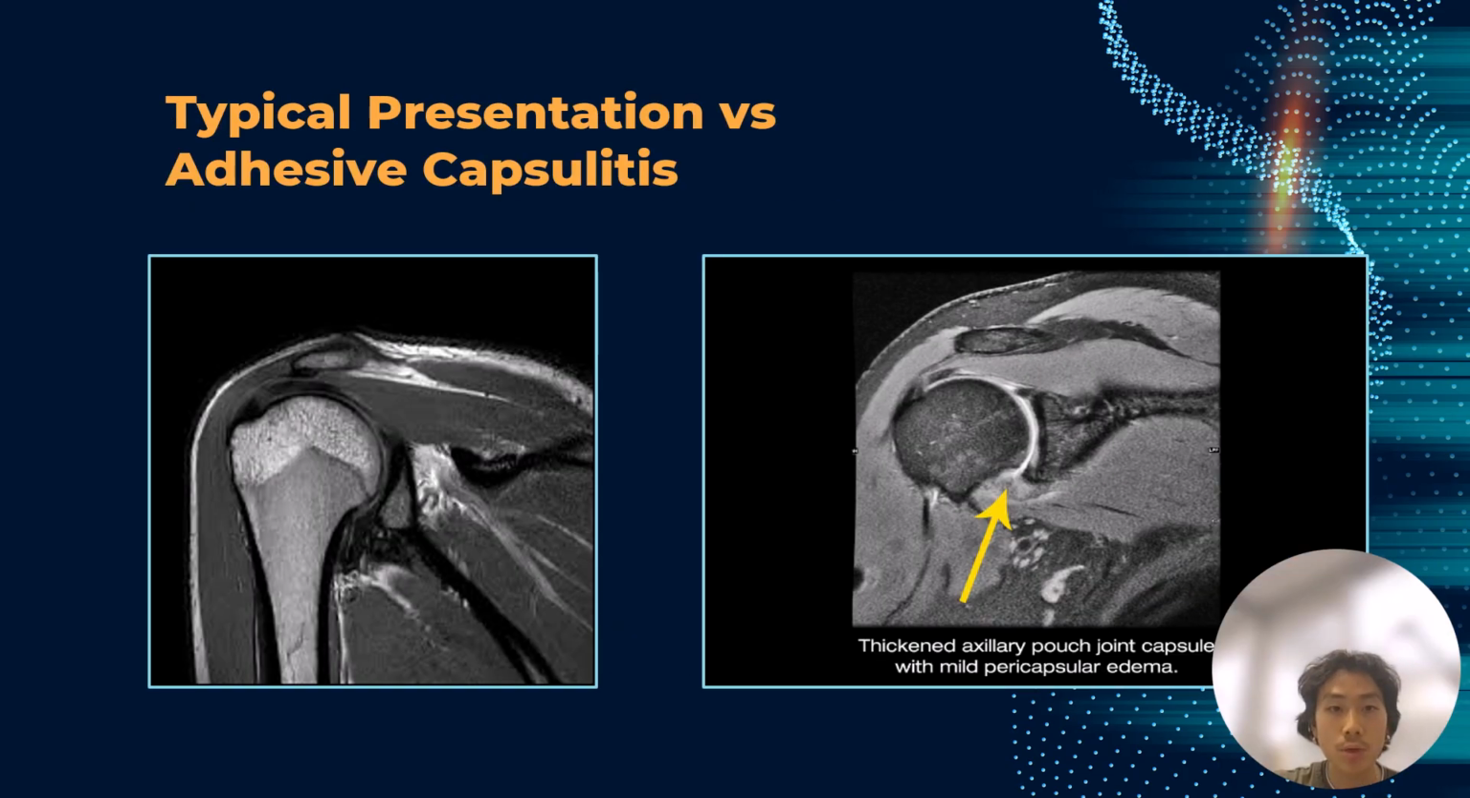So here we have the typical presentations of the shoulder versus in adhesive capsulitis. The following below are two T2 MRIs showing coronal sections of the glenohumeral joint and the humeral head. The image on the left is what the typical presentation looks like, and the image on the right shows a shoulder with adhesive capsulitis. In general, a patient with AC may have MRI findings of a thickened joint capsule, capsular edema as seen by the white fluid in the joint, or coracohumeral ligament thickening.